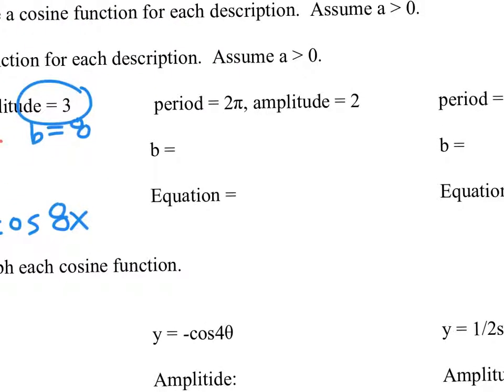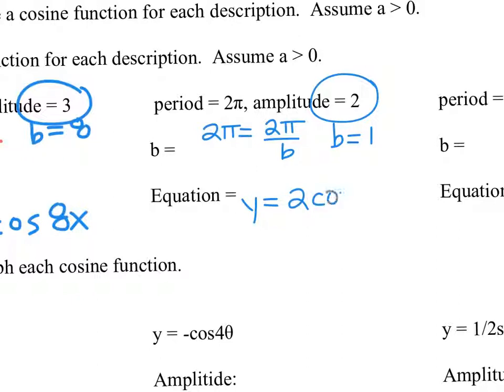Okay, the second one, so I do period equals 2 pi over b. So b has to be 1. And my amplitude is 2, so it's going to be y equals 2 cosine x.